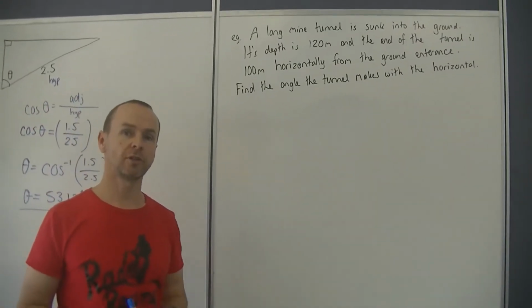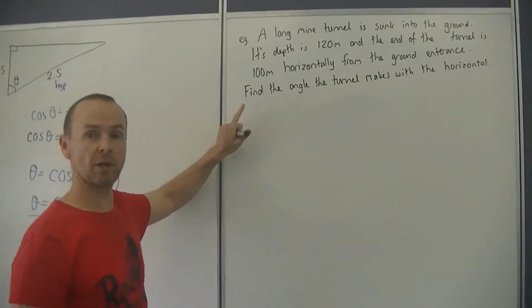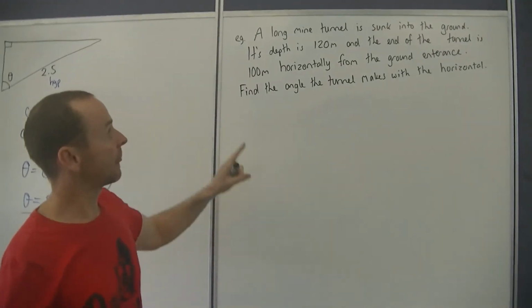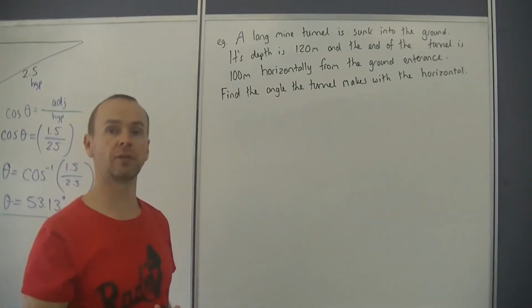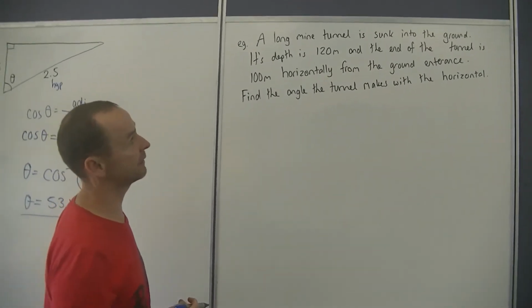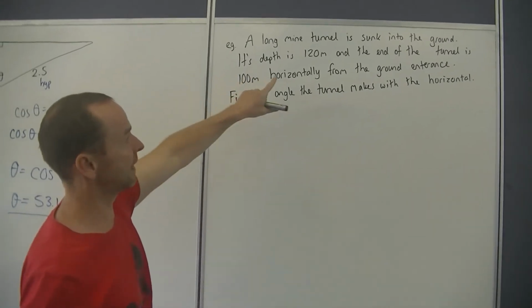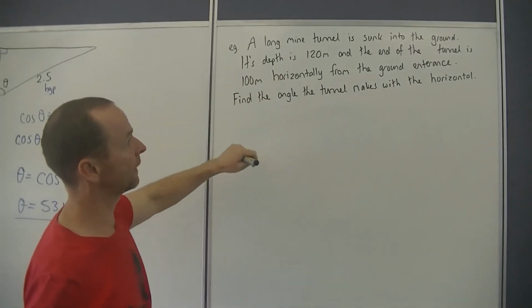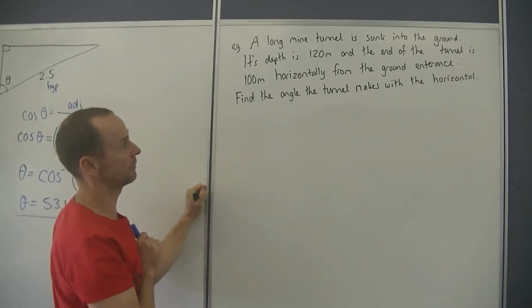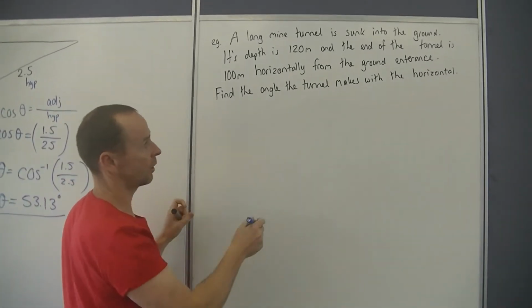Alright, so worded questions. What you need to do is make sure you read the question as many times as you can until you understand it perfectly. Get rid of all the words and then turn it into a maths problem, so you need to draw a picture. A long mine tunnel is sunk into the ground. Its depth is 120 metres, so straight down, and the end of the tunnel is 100 metres horizontally from the ground entrance. Find the angle the tunnel makes with a horizontal.